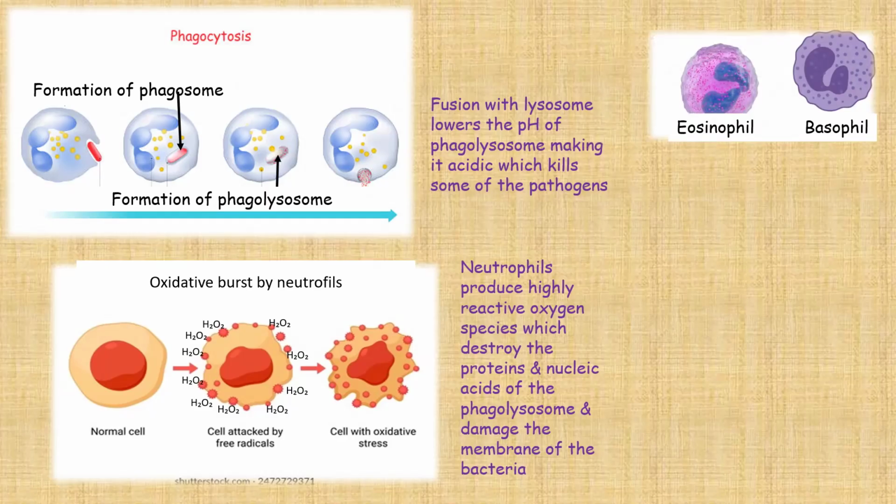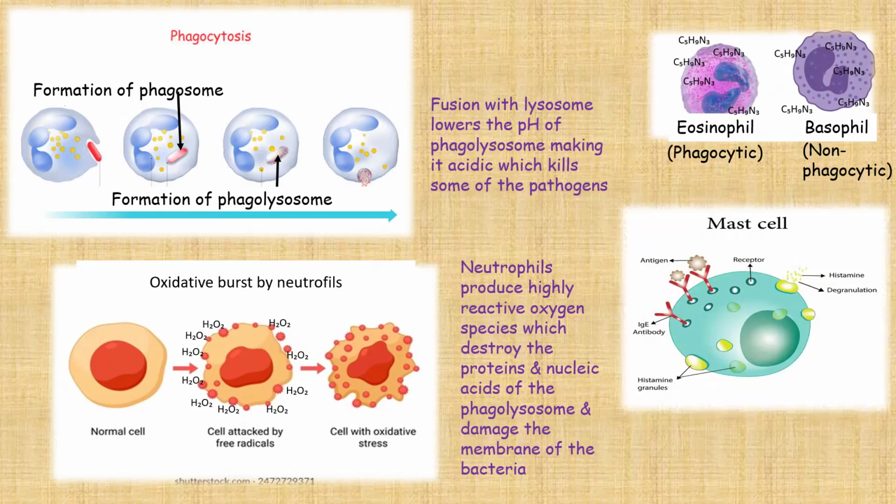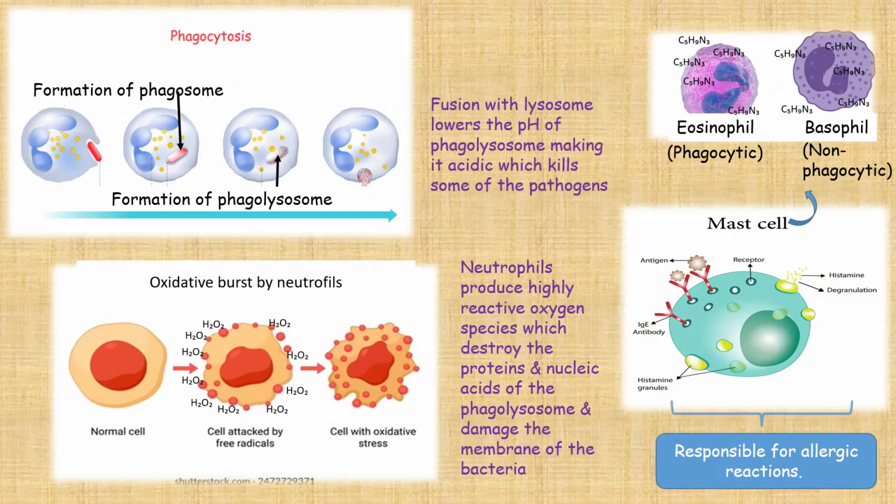Eosinophil and basophil both contain granules which contain histamine and other pro-inflammatory molecules. However, eosinophils are phagocytic cells and basophils are non-phagocytic. Both are responsible for allergic reactions. Next are the mast cells. They are also non-phagocytic like the basophils and initiate allergic responses.